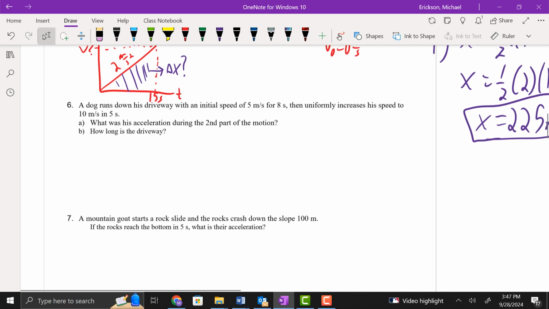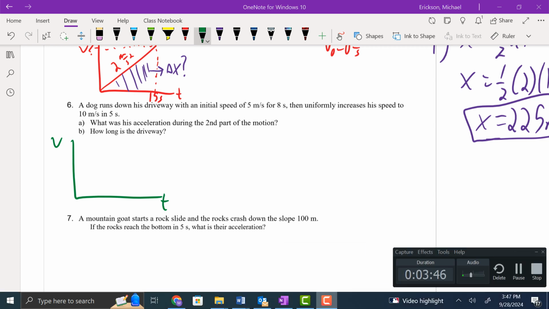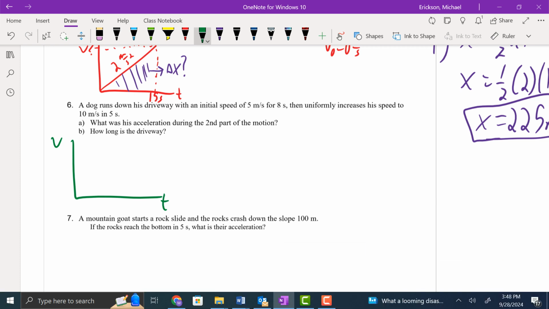So problem 6. All right, so this dog is running down the driveway with an initial speed of 5 meters per second for 8 seconds, then uniformly increases his speed to 10 meters per second in 5 seconds. So if you haven't done this problem, this is one I highly recommend you make a graph for. Make me a v-t graph. Make me a v-t graph, and you make it now, and I'll show you what I would do for it. So, all right, hopefully you've had time to make your graph. I highly recommend you do. It would be good practice for this one.